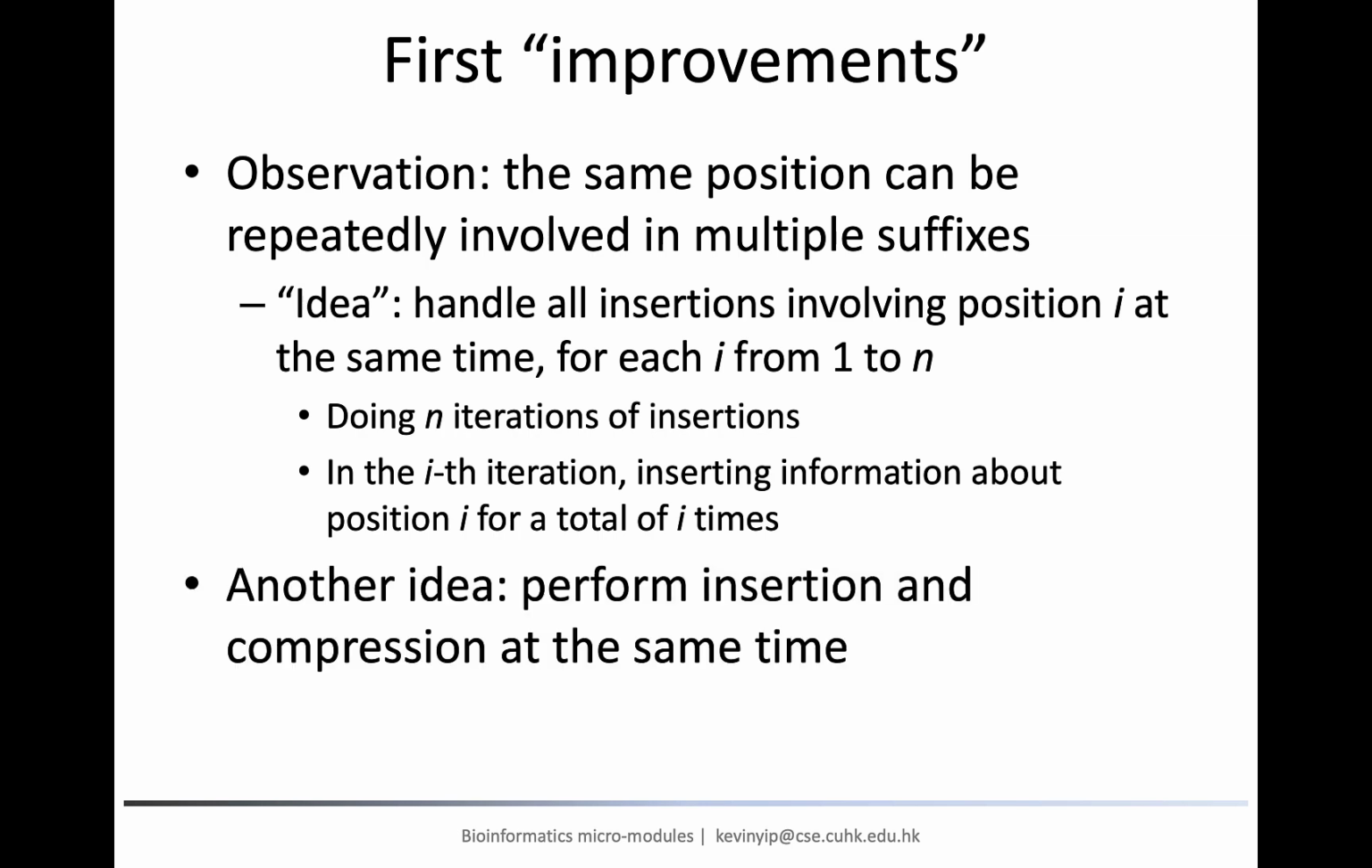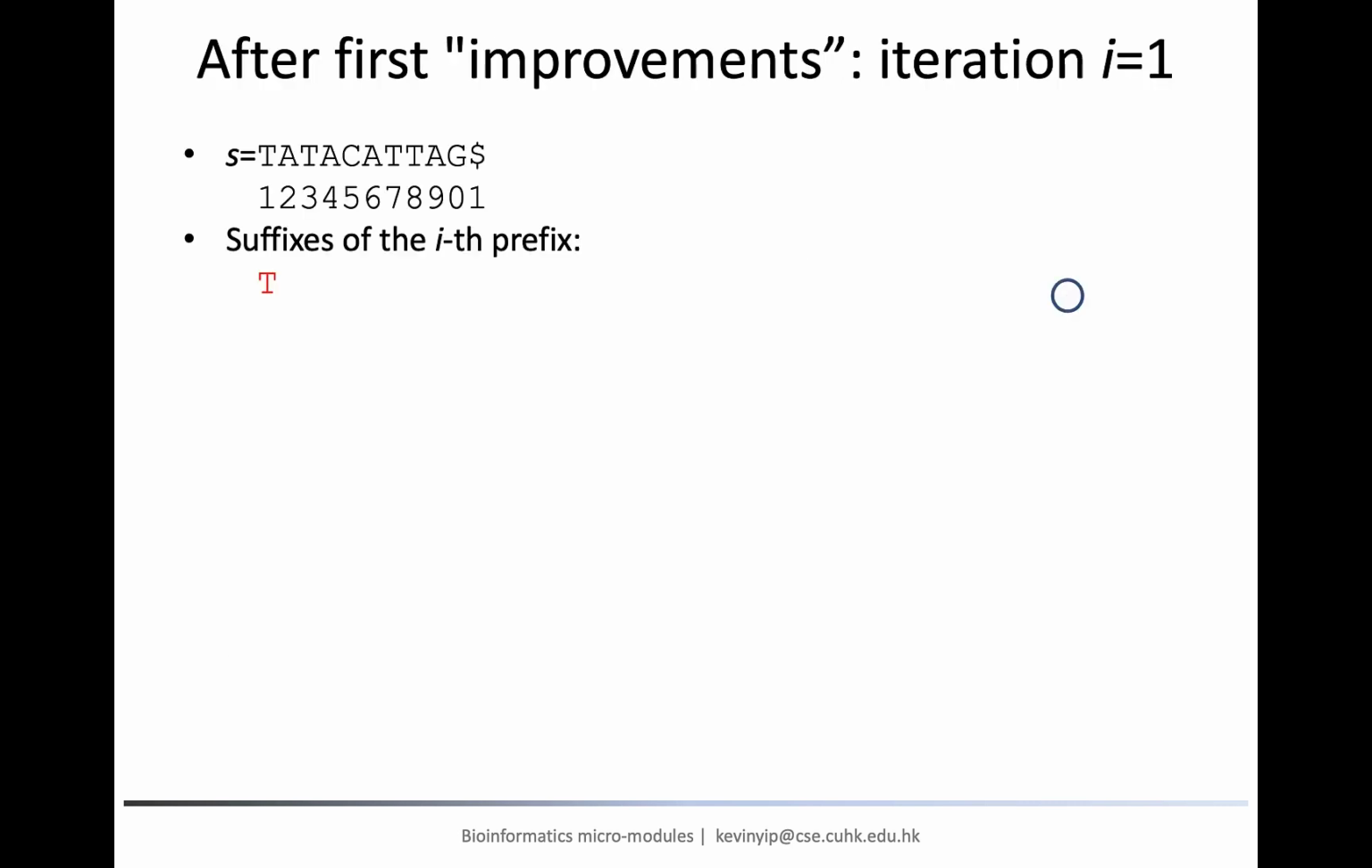Another idea is that instead of creating the whole suffix trie before compressing it to form the suffix tree, it is better to perform insertion and compression at the same time. This can at least reduce the space complexity. Let's see these two ideas in action.